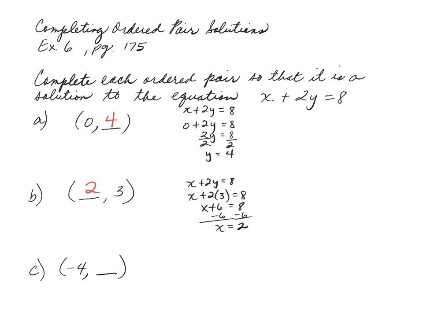With the next one, we're going to do the same thing. So x plus 2y equals 8. We're given the x value now, so that's a negative 4 plus 2y equals 8. And let's add 4 to each side. So 2y equals 12. So y equals 6. So 6 is the corresponding y value. These 3 points all lie on this particular line, x plus 2y equals 8. And you have completed an ordered pair.